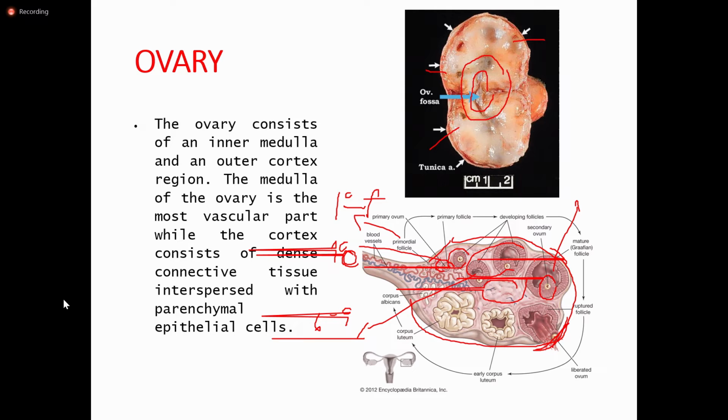Okay? And then, right after the ovulation, the antrum or the space of the antrum as well as the ovulated ovum will be filled with blood. And we call this structure as, ano ulit?